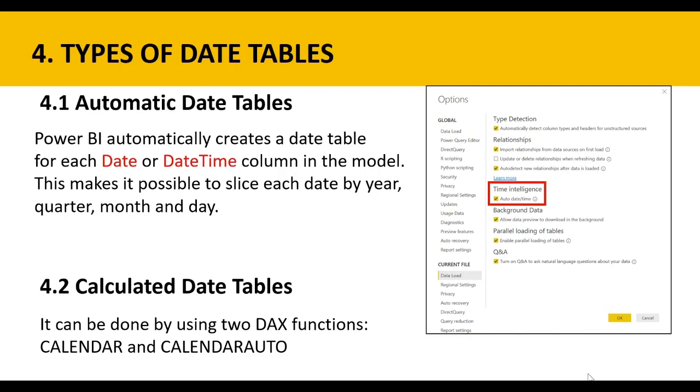As you guys can see on the right side of your screen, the time intelligence option is activated, auto date time. If that's activated, Power BI is creating these date tables. And the other one is about calculated date tables. And we're going to spend more time here. So let's go to the next slide.